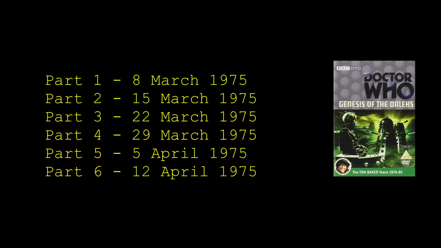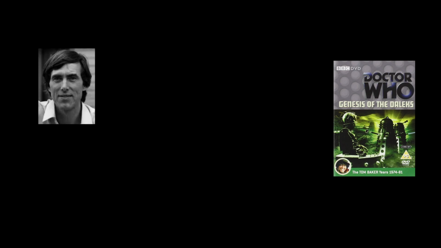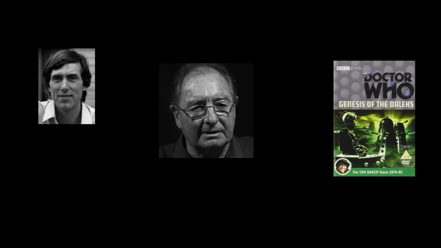So, Genesis of the Daleks was released in 6 parts between the 8th of March 1975 to the 12th of April 1975. Thanks to script editor Robert Holmes's hatred towards 6-parters, this is the only 6-parter of season 12, starting a new trend of 1 6-parter per season, which was previously 3. This story is also produced by Philip Hinchcliffe and directed by David Maloney.